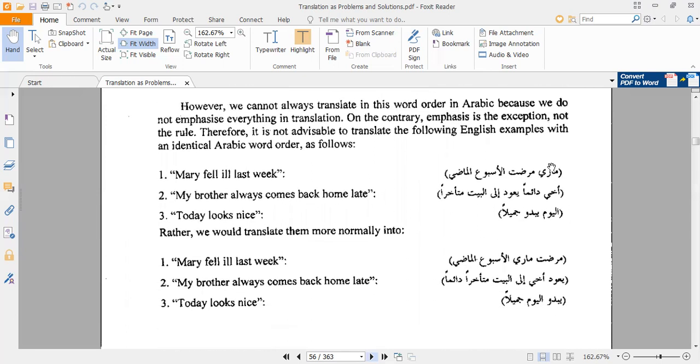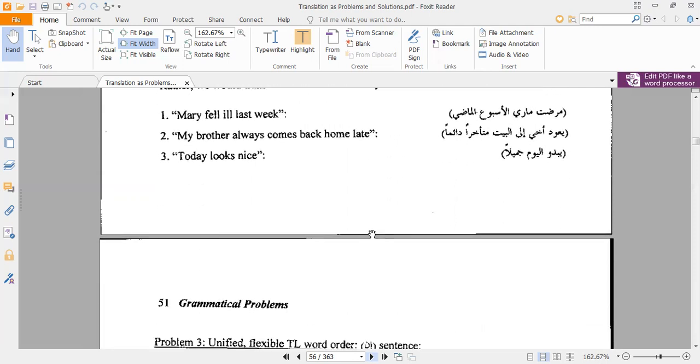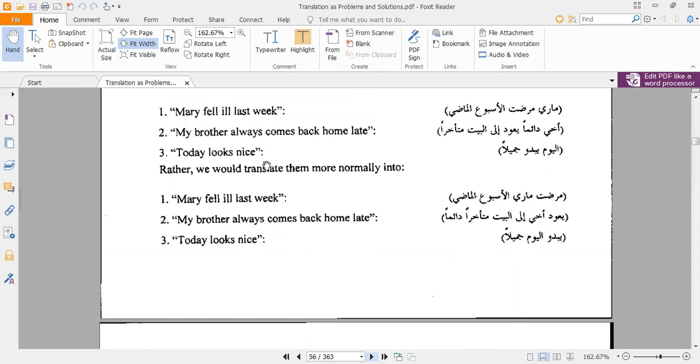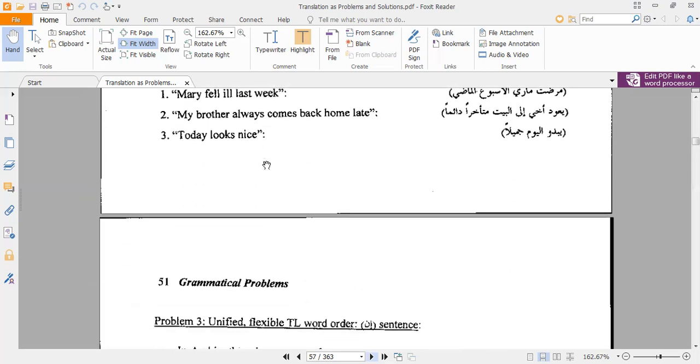الزلزال is emphasized. Okay. But without the emphatic purpose, without focusing on the subject, I start with the verb and then the subject. So "Mary fell ill last week" becomes "مرضت ماري الأسبوع الماضي". "My brother always comes back home late" becomes "يعود أخي إلى البيت متأخرا دائما", or "دائما يعود أخي إلى البيت متأخرا". "Today looks nice": "يبدو اليوم جميلا". So here, without emphatic purpose, we used verb-subject, but with emphatic purpose I use subject-verb. And in this case, with emphatic purpose, Arabic and English have the same structure.